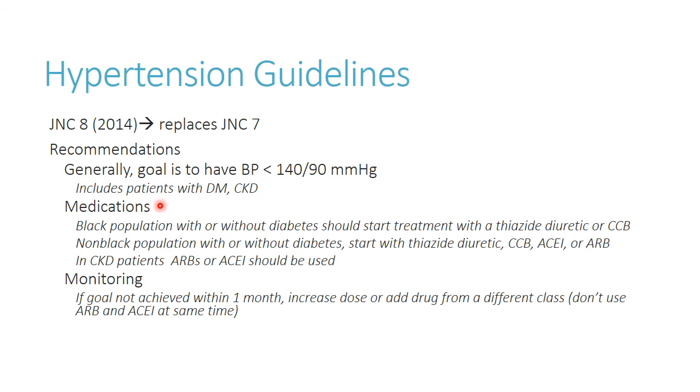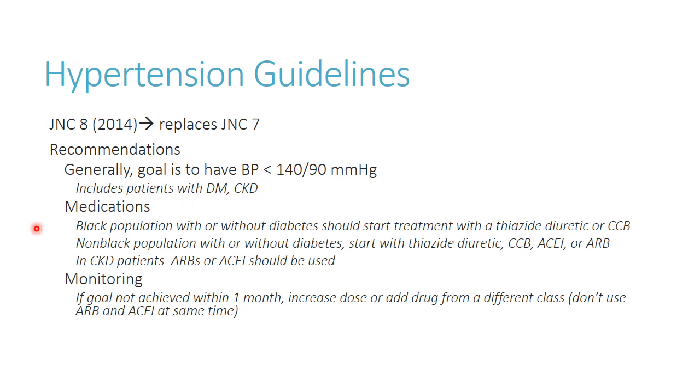Just kidding. So we have the JNC8. This is the most recent hypertension guidelines. Basically, you're going to find that the recommendations depend on what the indications are and what comorbidities the patients have. Generally, you're going to find a goal to have a blood pressure less than 140/90. This includes patients with diabetes and chronic kidney disease. They shoot for less than 140/90.